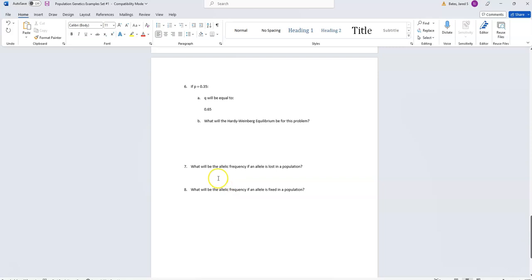Number 7. What will be the allelic frequency of an allele that is lost in a population? We're talking about something where no animals have that allele in the population. If that is the case, that allele frequency is 0. Now, if you have a situation like number 8, where all animals have only that allele, so 100% of the animals have 2 copies of that allele, it's fixed. That's a situation where the gene frequency is 1.